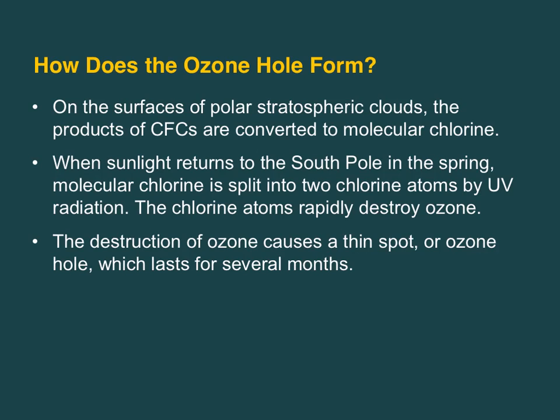On the surface of these stratospheric clouds, CFCs get converted to chlorine. So the more CFCs are in the air, the more these clouds form, and the more chlorine gets released. Then in the springtime, sunlight starts coming back, and the chlorine gets split up into regular chlorine atoms, because chlorine, like oxygen, normally is found diatomically as Cl2. So it gets split up into chlorine atoms by the UV radiation, and then, as we saw a few slides ago, it rapidly destroys ozone.